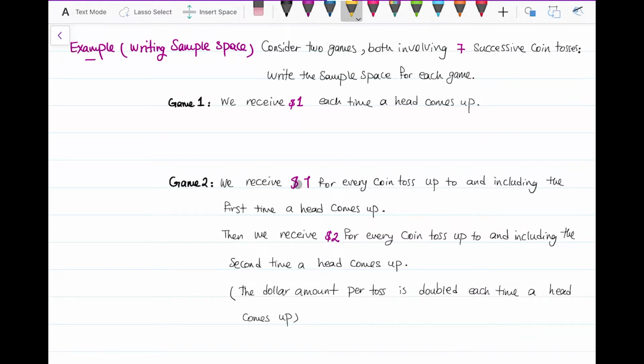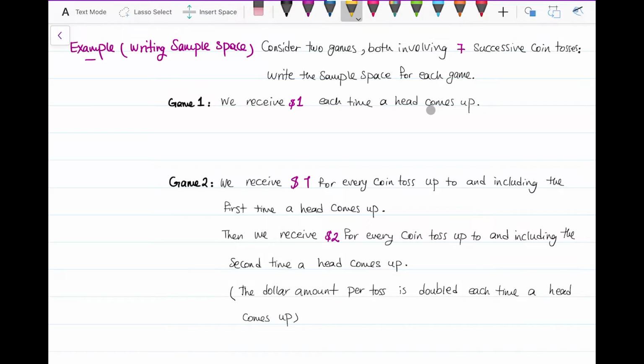Game 2. We receive $1 for every coin toss up to and including the first time a head comes up. Then we receive $2 for every coin toss up to and including the second time a head comes up. So basically, the dollar amount per toss is doubled each time a head comes up. Look at game 1. We receive $1 each time a head comes up.